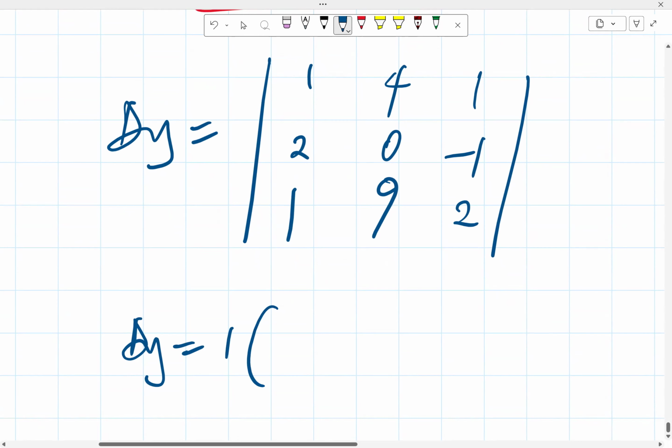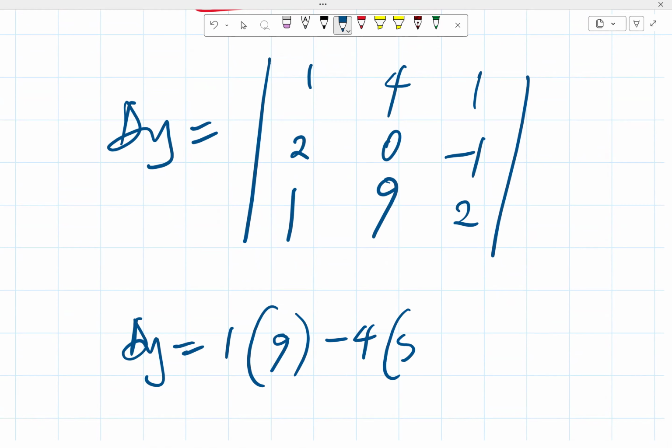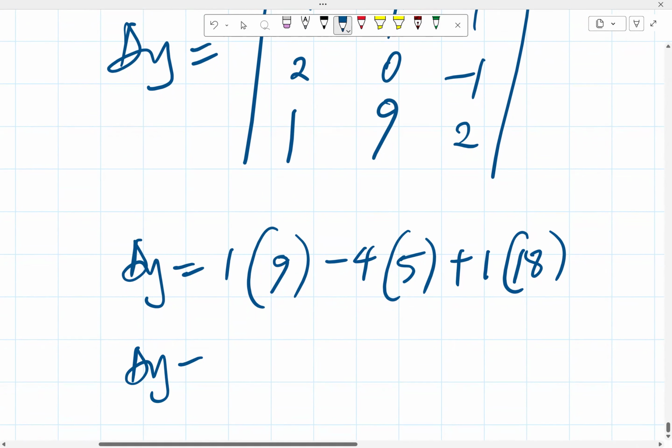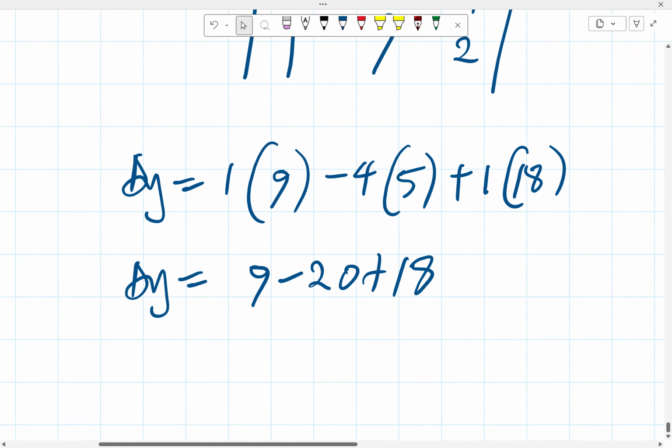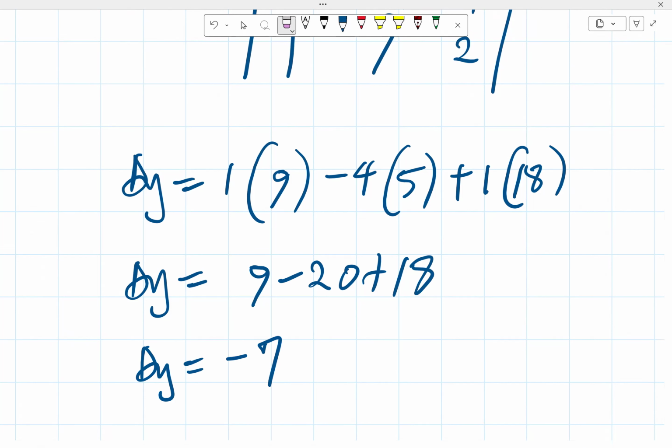So we'll do first row again. This is 1 into cover this and this. This is 0 minus minus this, that's 9 there. 0 plus 9, then minus 4 into cover this and this, that's 4 plus 1, 5. Then plus 1 into cover this and that, that's 18 minus 0. So we have dy to be 9 minus 20 plus 18. So dy is 7, right? So 9 minus 20, that's minus 11 plus 18. That's 7. So we have 7 like that.